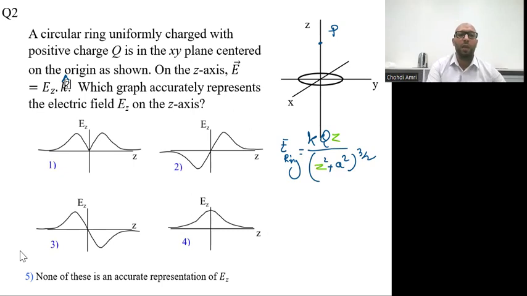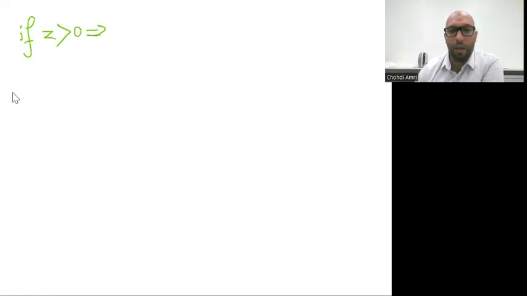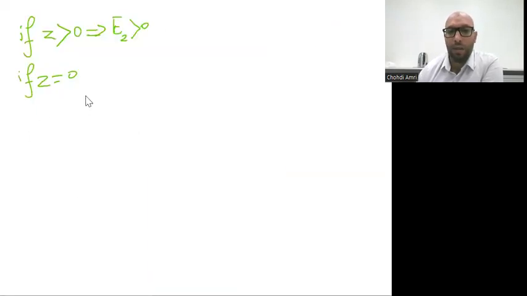Okay, what do you think? What do you think if z is positive? The electric field, is it positive or negative? It varies as z over z cubed. It's positive. The electric field Ez is positive when z is positive. If z equals 0, it varies as z here, so it's 0.